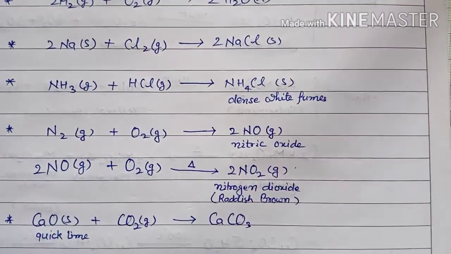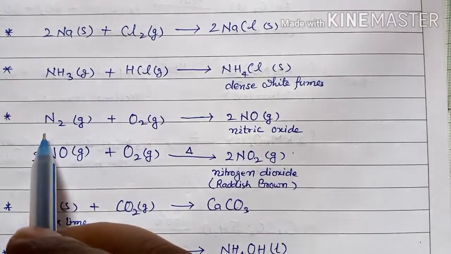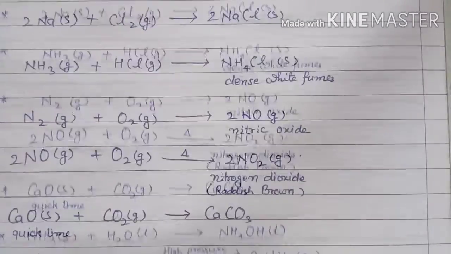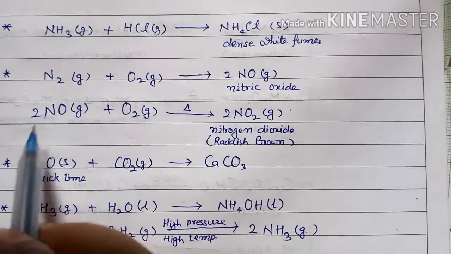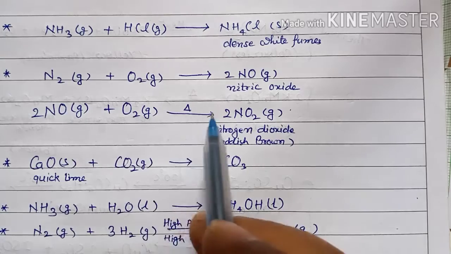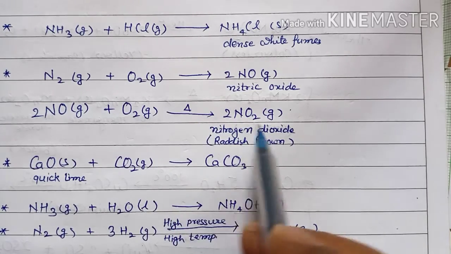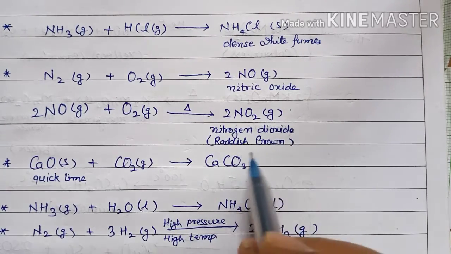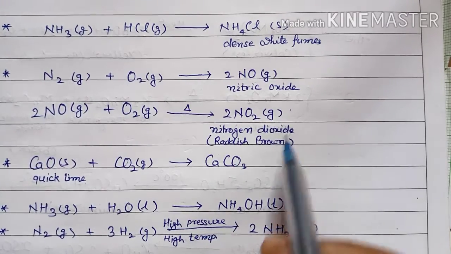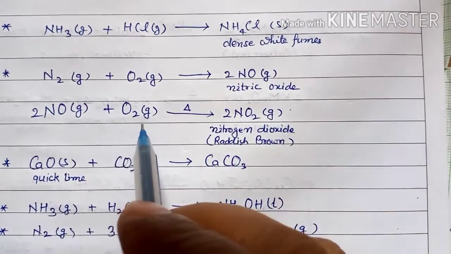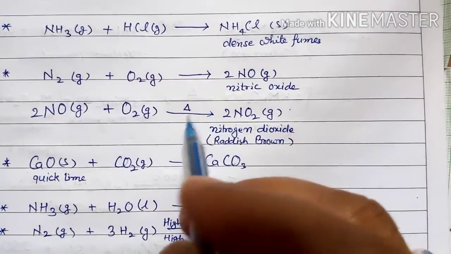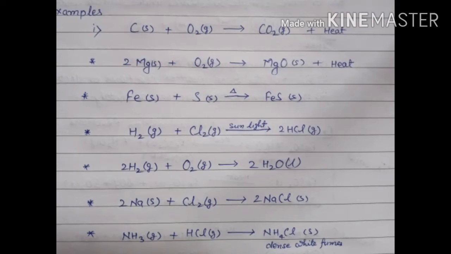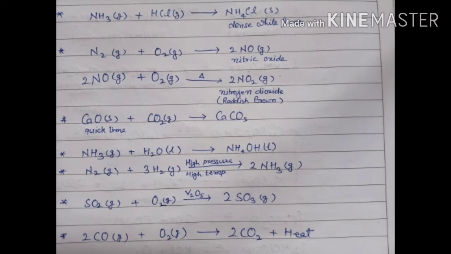And further you can see hydrogen and oxygen form water, sodium and chlorine form sodium chloride, ammonia when reacting with hydrochloric acid forms ammonium chloride. Nitrogen reacts with oxygen to form nitrogen monoxide or nitric oxide. And then further this again, when it reacts with oxygen, forms nitrogen dioxide. Its color is reddish brown, and this takes place at high temperature, and it naturally takes place when lightning occurs. All these are examples of combination reactions.